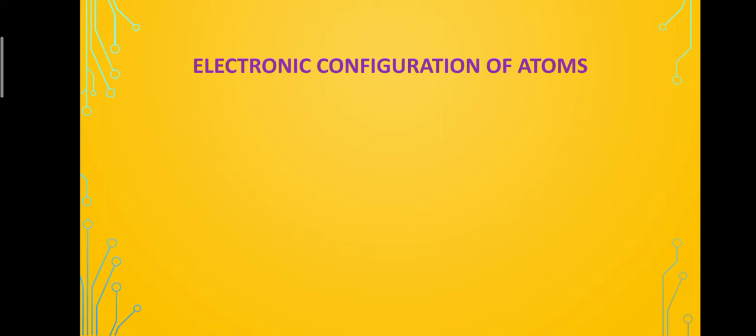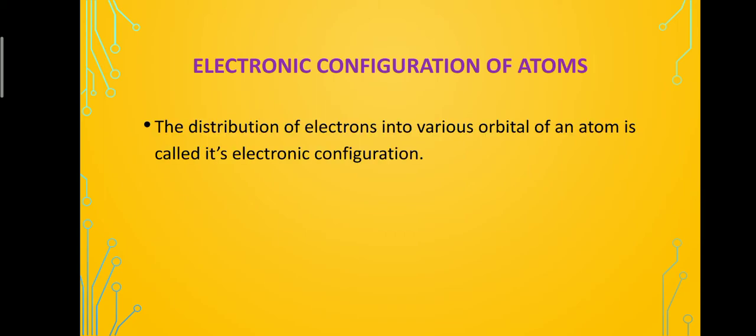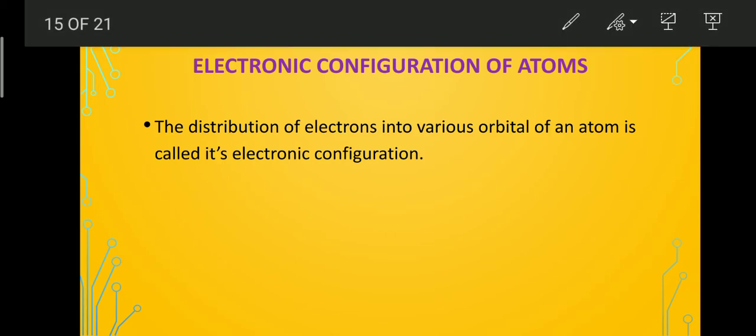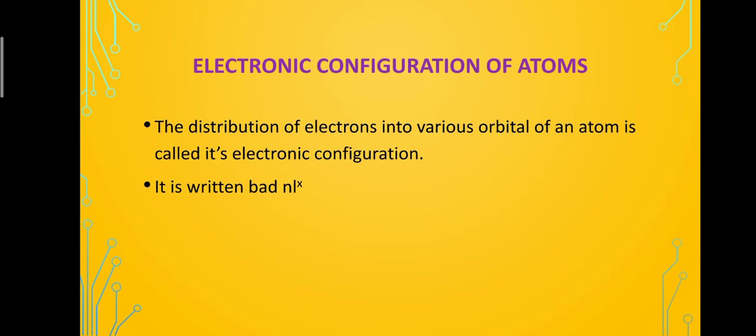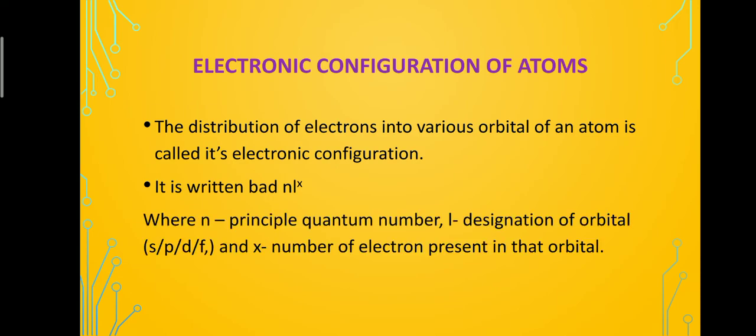So next one, electronic configuration of atoms. The distribution of electrons into various orbitals of an atom is called its electronic configuration, and it is written as nl^x. Here n is the principal quantum number, l is the designation of the orbital, whether it belongs to s, p, d, or f orbital, and x is the number of electrons present in that orbital.